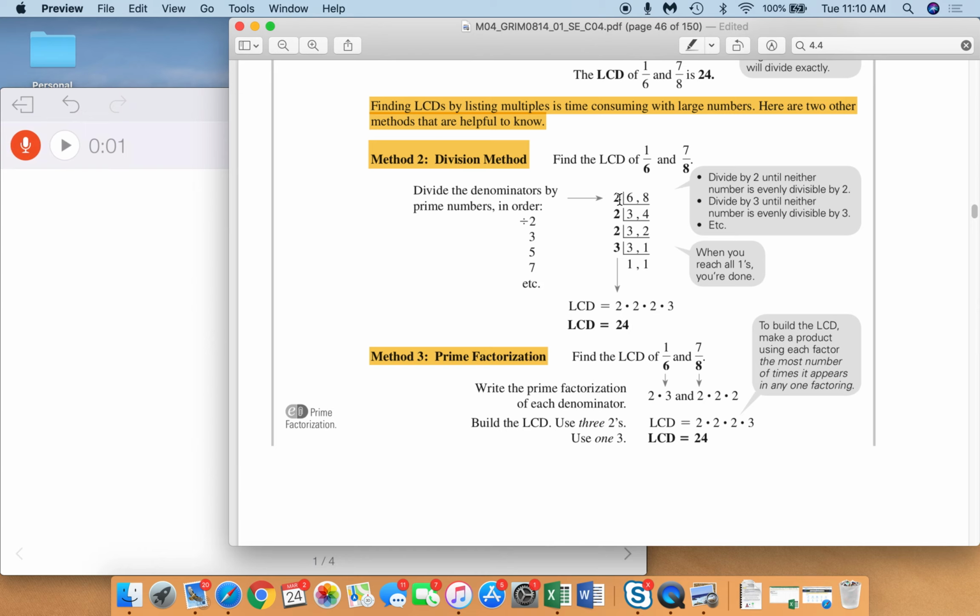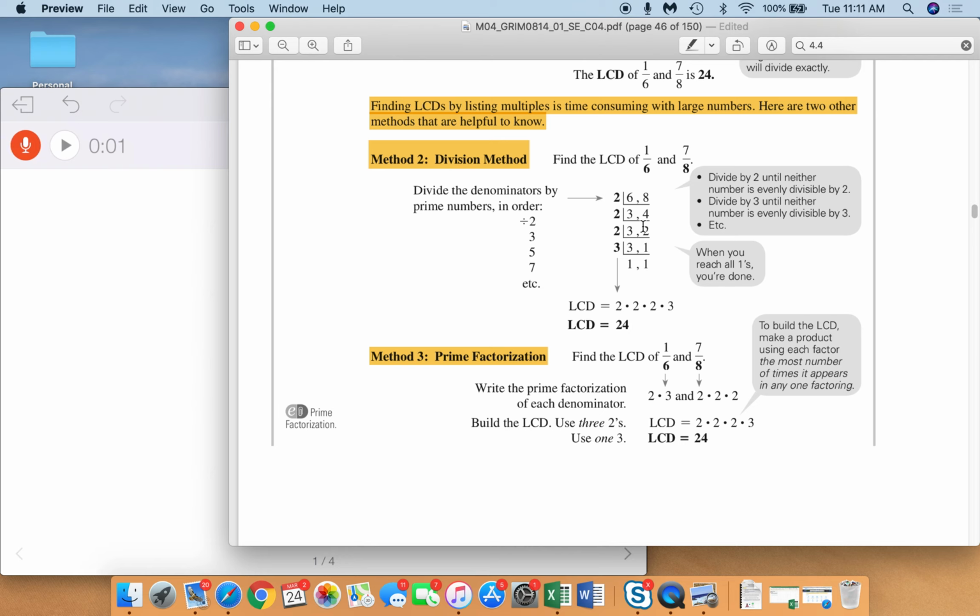So you start the same way. You start with 2 and you divide it into both numbers. So 2 divides into 6 and 8 evenly. You end up with 3 and 4. Now I go, can I divide either one of these numbers, 3 or 4, by 2? I can still divide 4 by 2. So I list 2 again, and I just carry that 3 down because it's not divisible by 2. So now 4 divided by 2 gives me 2.